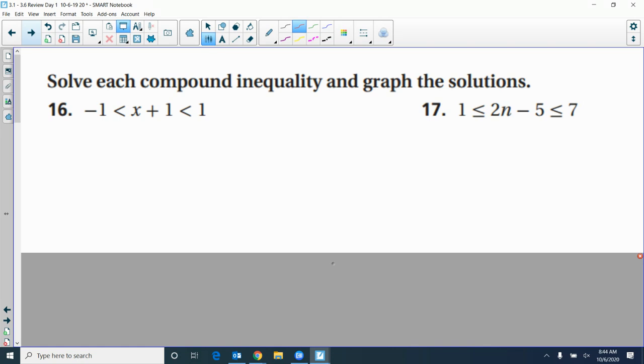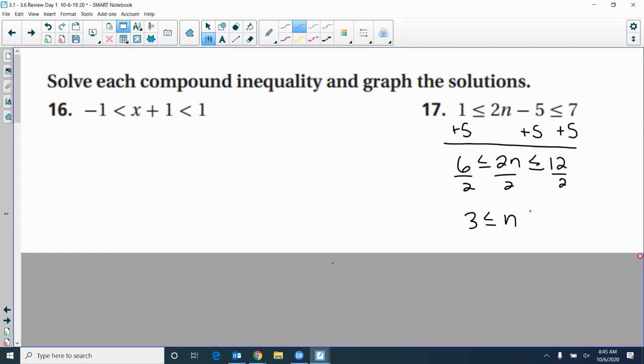All right, Allie, you weren't here, so I'm just going to go through one or two things just for you, and also pay attention. For 17, we want to get that n by itself, so make sure you add 5 to everything. And that gives me 6 is less than or equal to 2n is less than or equal to 12. Divide by 2, and I get 3 is less than or equal to n is less than or equal to 6. Now, those of you who didn't graph, you got to pay attention because you have a graph on your quiz or test tomorrow, Thursday. What's that look like?